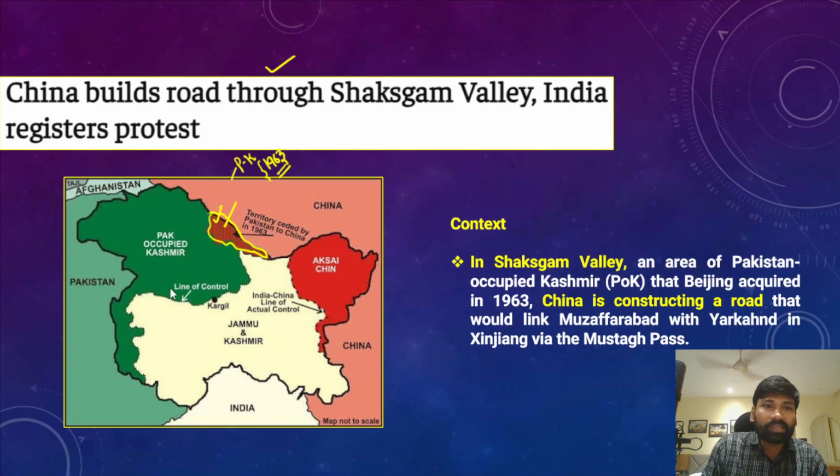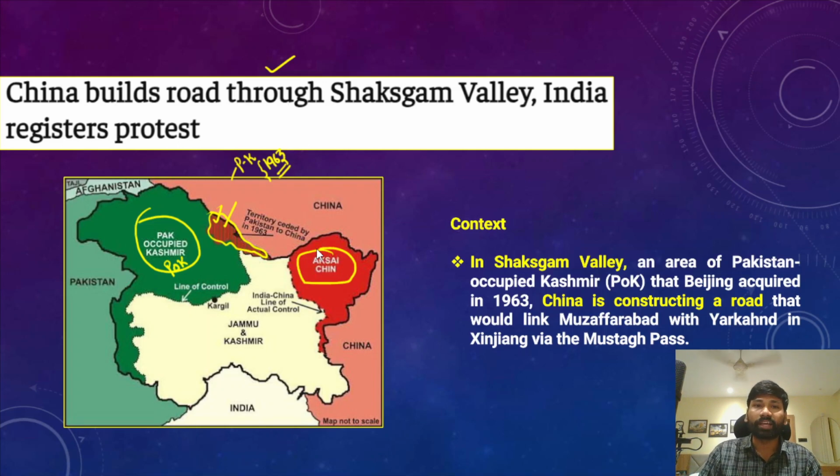Okay, so this is the region which is known as Pakistan occupied Kashmir. And this is the region which is China occupied Kashmir. So Aksai Chin is under the control of China, and this Shaksgam Valley was also ceded to China by Pakistan. The line I'm highlighting here is the Line of Actual Control, and this is the Line of Control. Okay, so what is the context?